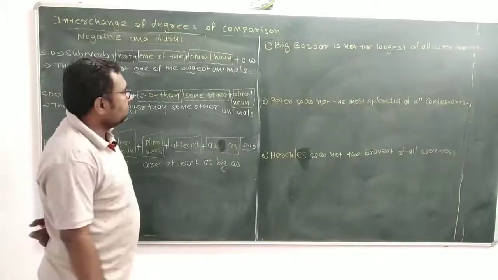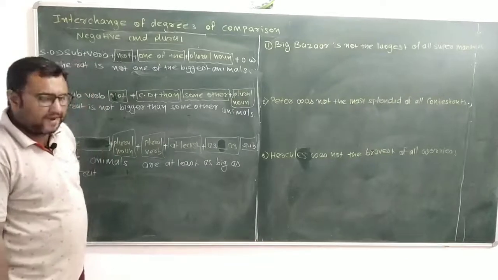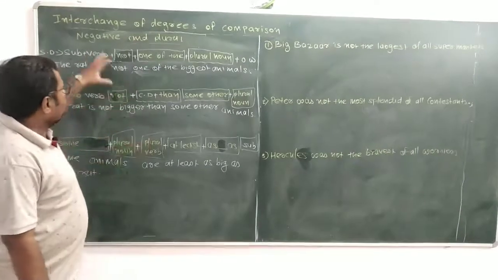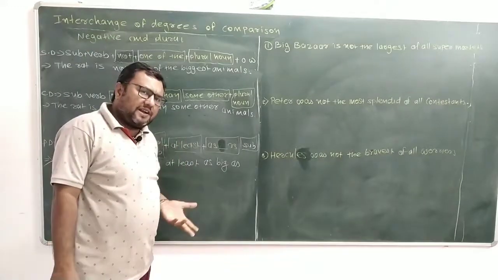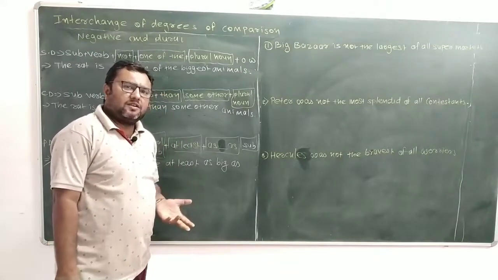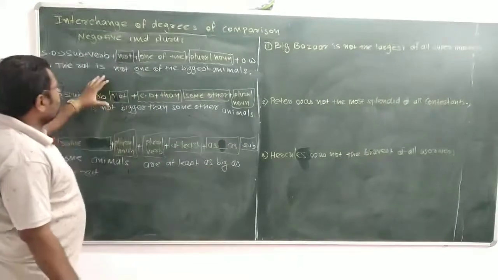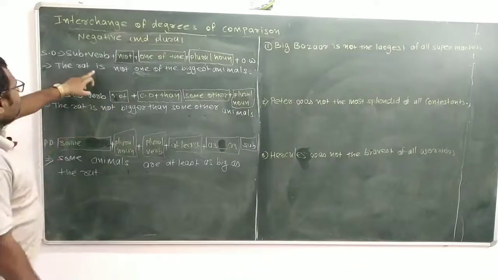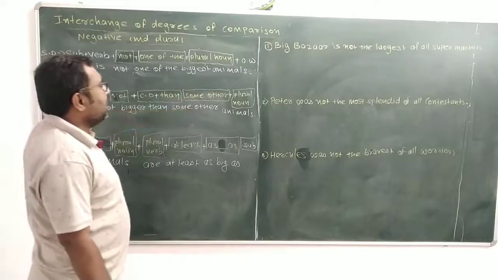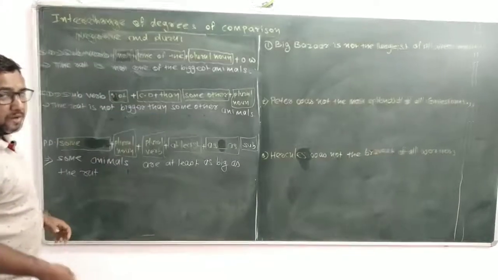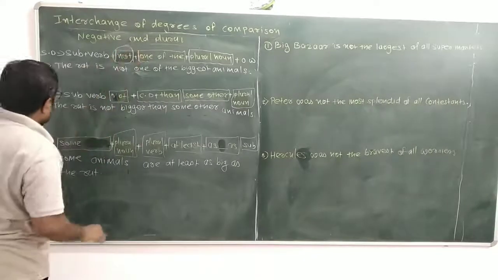My dear friends, we already discussed the plural of positive degree. Now we learn the negative and plural. When the negative sentence is given, it is different from the positive sentence. Here the structure is given: subject plus verb plus not plus one of the plus plural noun plus other words. You can see here that the no is given.